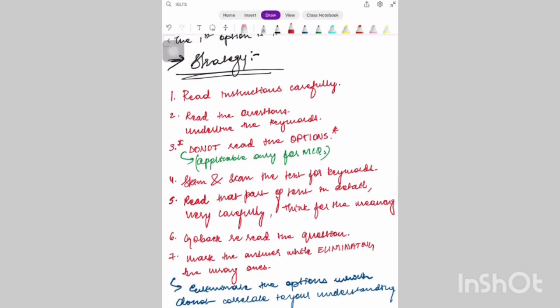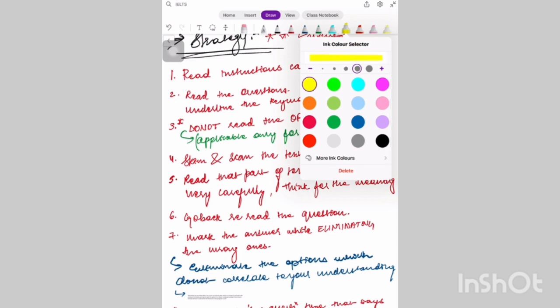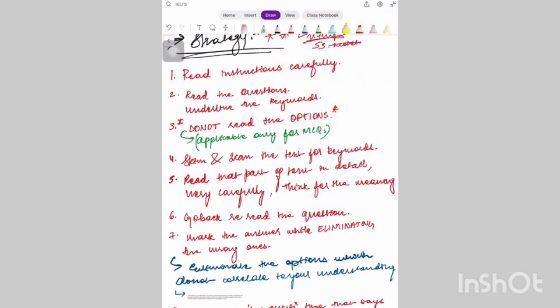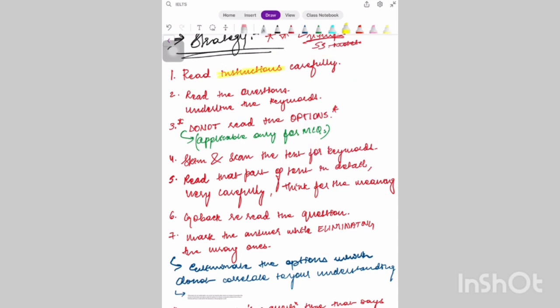Now, strategy is all that will make a difference. This is very important to understand. If you can take screenshots or if you want to make notes of it, please do make notes of it. Don't get panicked by reading the 7 steps in the strategy. It's all fairly easy. First things first, as usual, we'll have to read the instructions carefully. Read the instructions carefully.